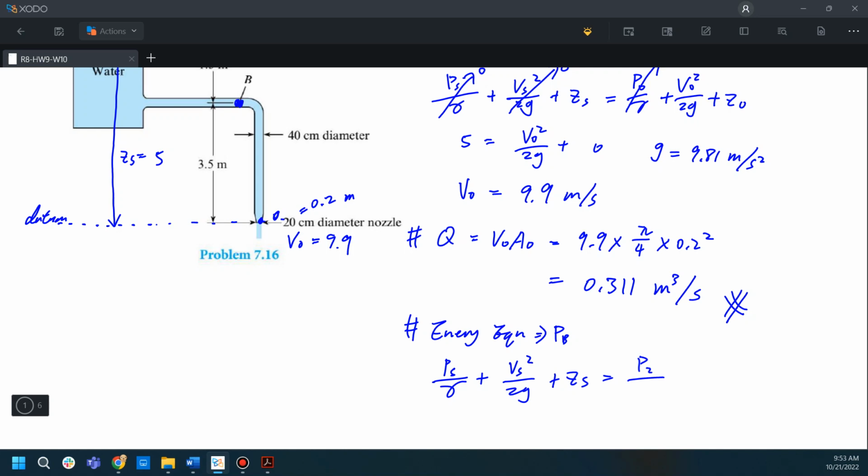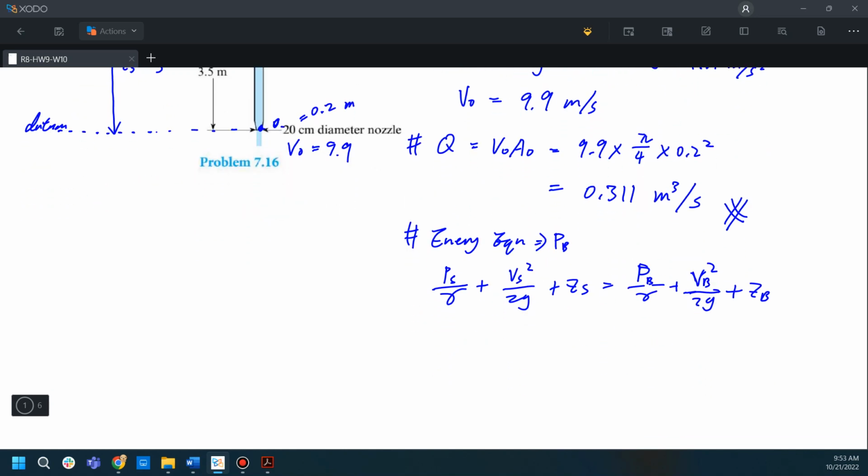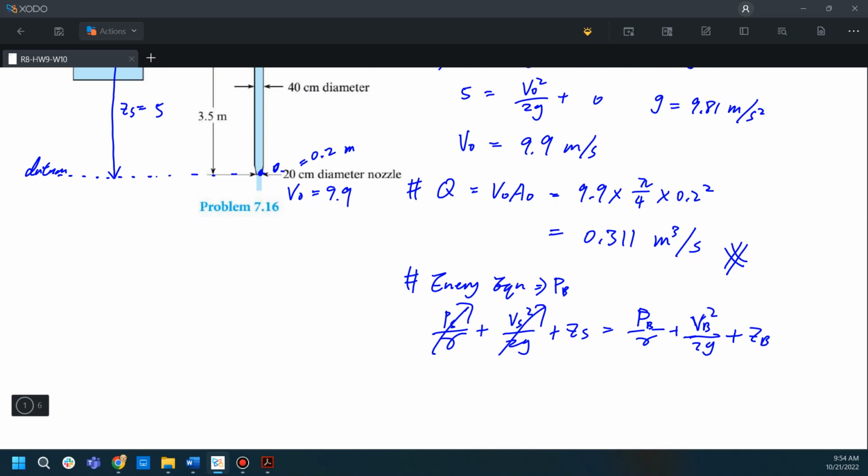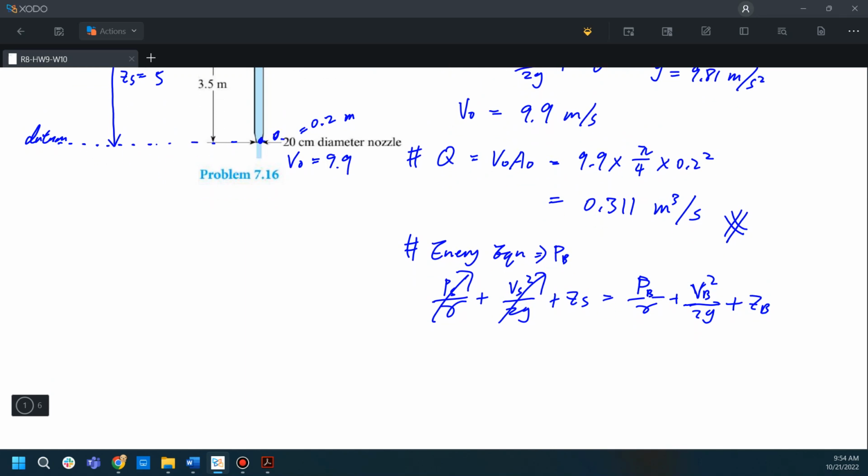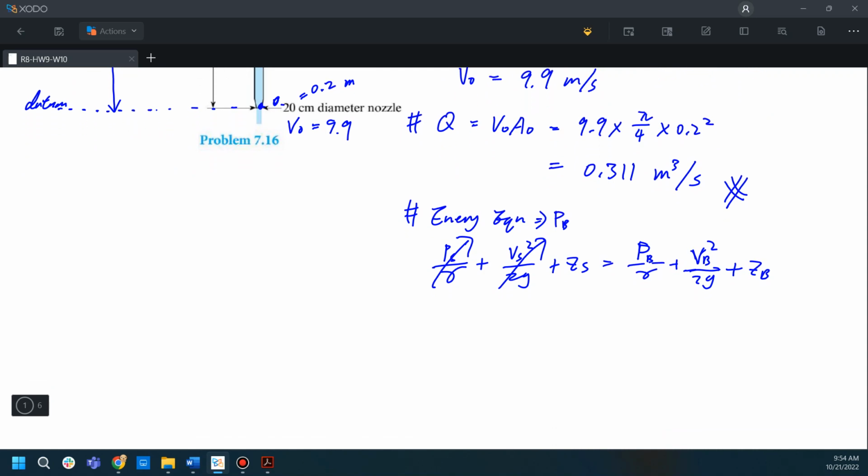This is P2 plus V2 plus Z2, and this is PB plus VB plus ZB. Again, at the surface, P will equal 0, and the pressure at point B is the thing we want to solve, and we don't have the velocity term at the surface. That is how much we can simplify.